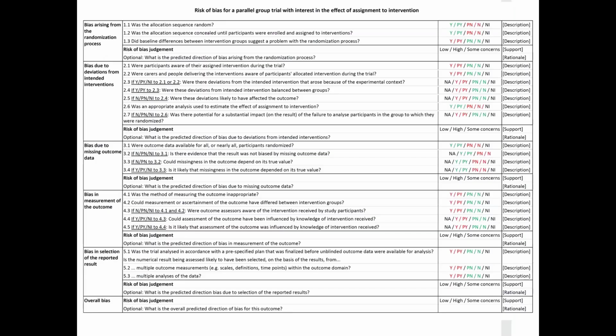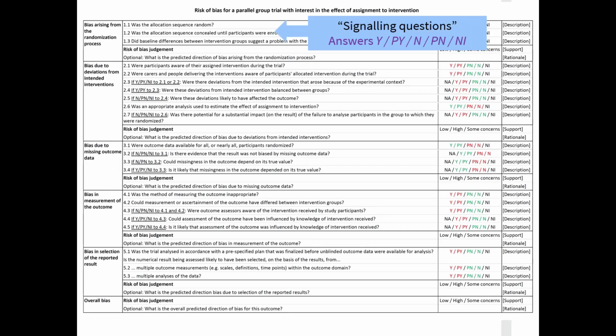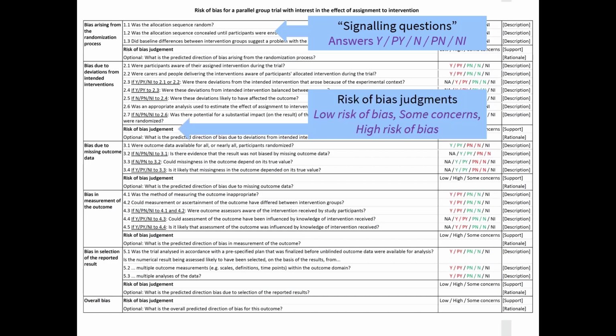I don't expect anyone to read this. This is just to show you what the tool looks like and to highlight some of the key aspects or innovations compared with the last version. Within each of the domains, we have a series of what we call signaling questions, which are reasonably factual questions about what happened in the study, such as, was the allocation sequence random? And the answer options are yes, probably yes, probably no, no, or no information. And we use these questions to guide people, and in fact we've developed algorithms that map responses to these questions to risk of bias judgments for each domain.